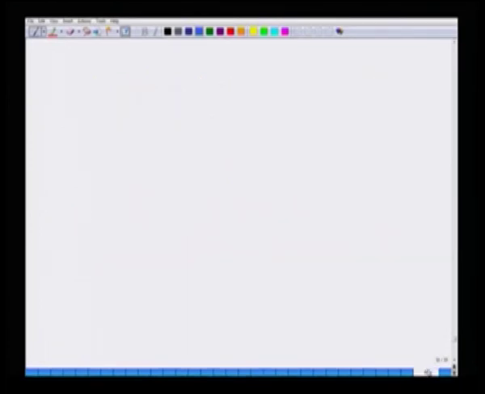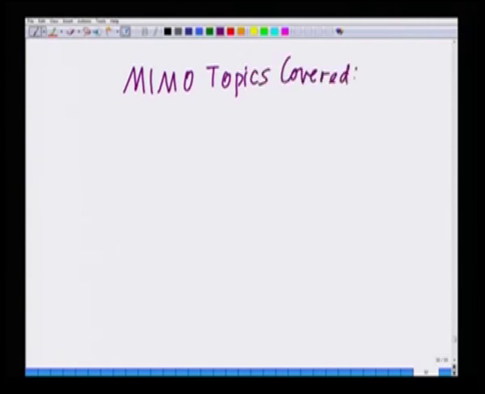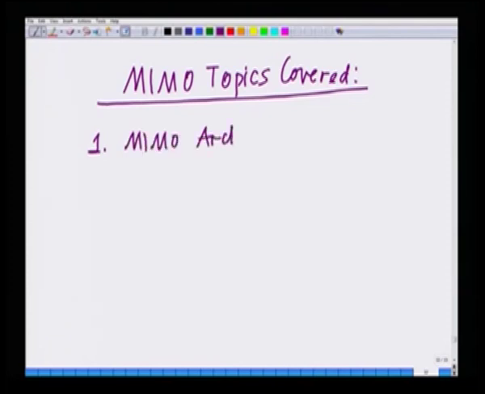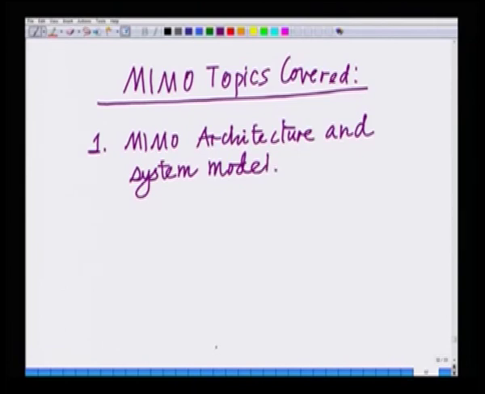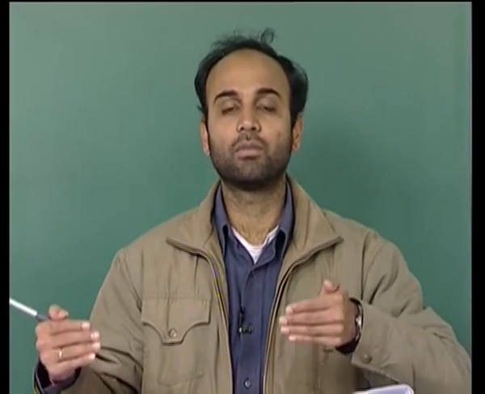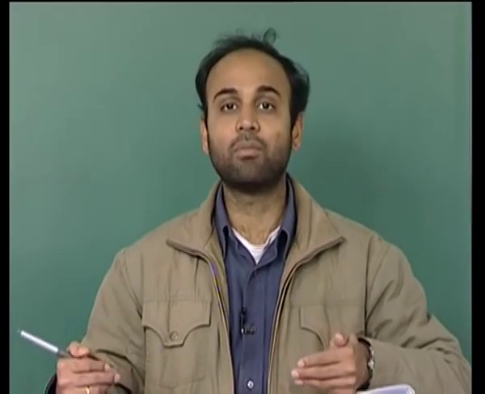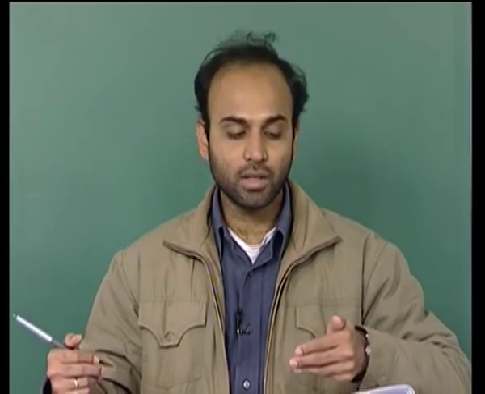Let me briefly again outline what are the different components that we have covered in this MIMO section. So, let me make a list of topics covered. In this MIMO section, first we have looked at the MIMO architecture. We have started with what is a basic MIMO system. We looked at the architecture of MIMO system, which is multiple antennas at transmitter and receiver, and we developed a system model for this, which is based on the MIMO matrix channel.